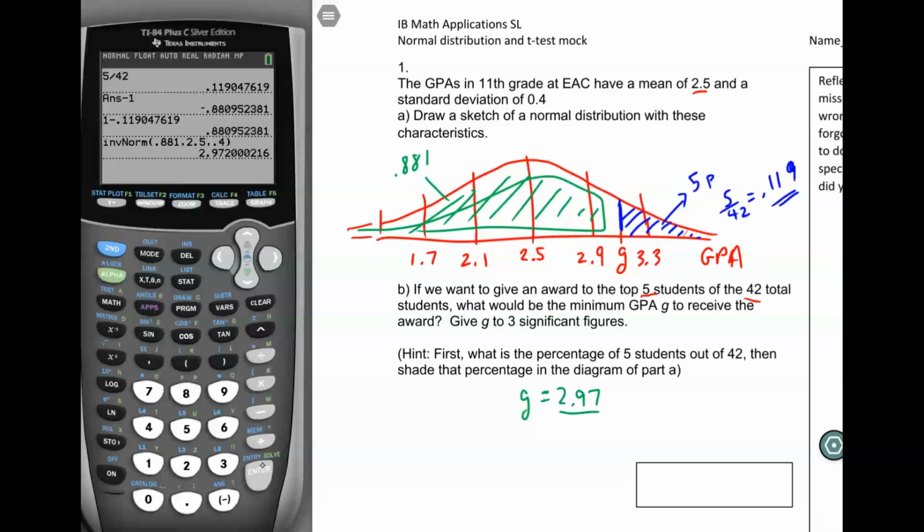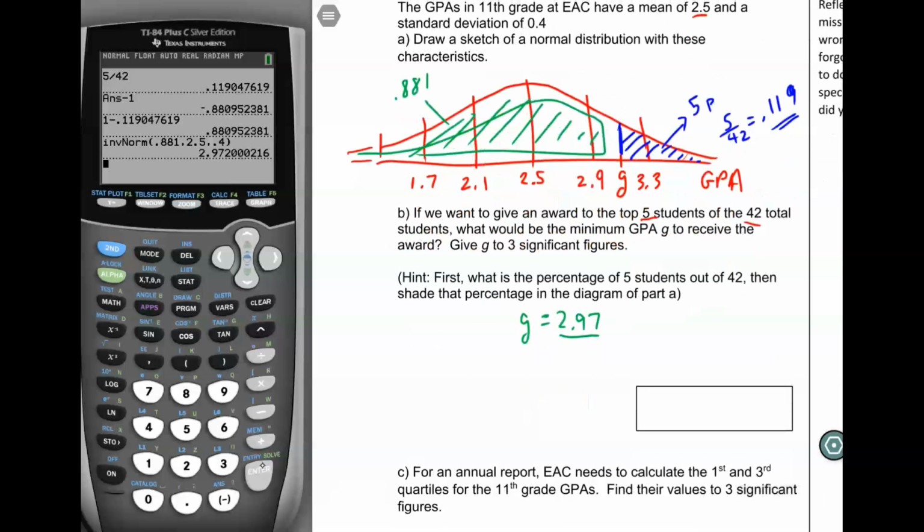Okay? And if I was to do it with the new calculator, I could do it with 0.119 as long as I specified that that is a right area, right? So I can put here 2.97.